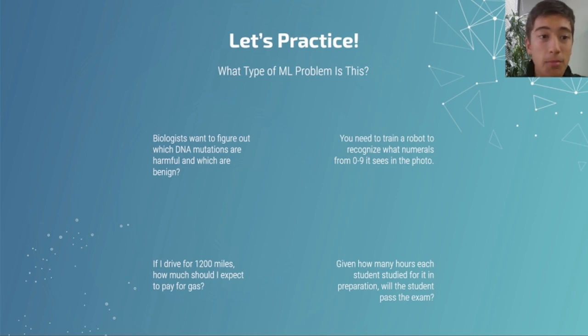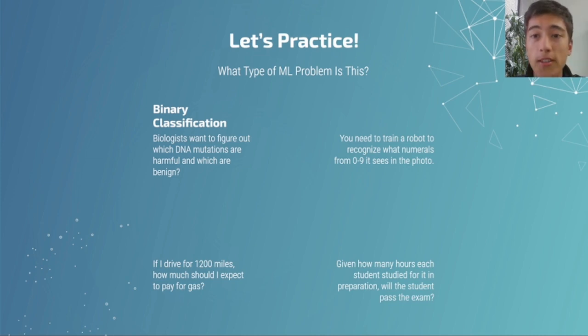Great. The first problem: biologists want to predict which DNA mutations are harmful and which ones are benign. This is binary classification because there are only two options here. The DNA mutation can either be harmful or benign, and that's it. Okay, next question.